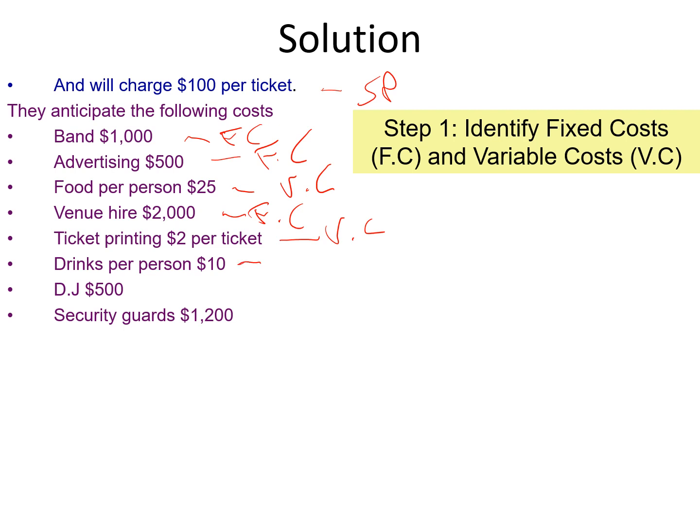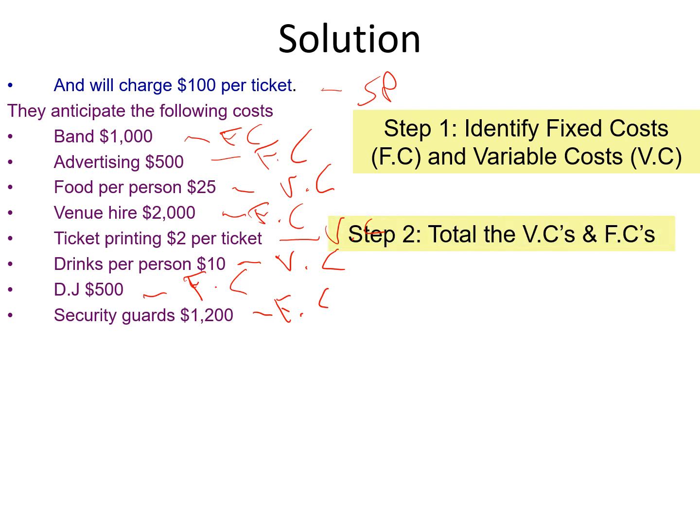Likewise, with drinks per person, let's presume that's non-alcohol, given it's year 11. A DJ, I know that's pretty cheap, but let's just presume it's a young kid. That would be a fixed cost because we've got to determine that in advance. And likewise, the security guard. So that's step one. We've identified our fixed and our variable costs.